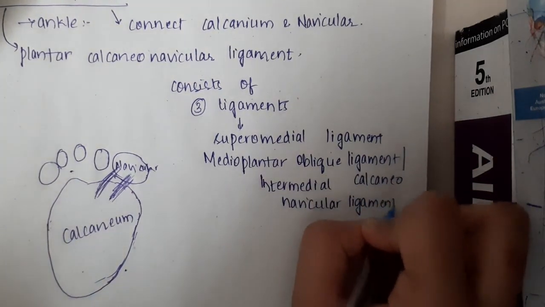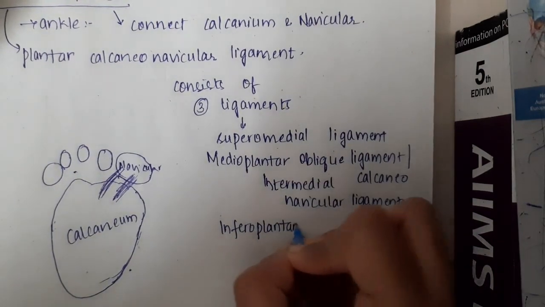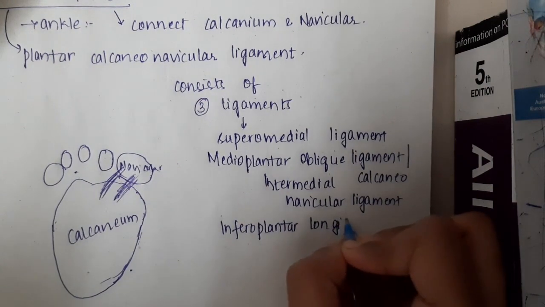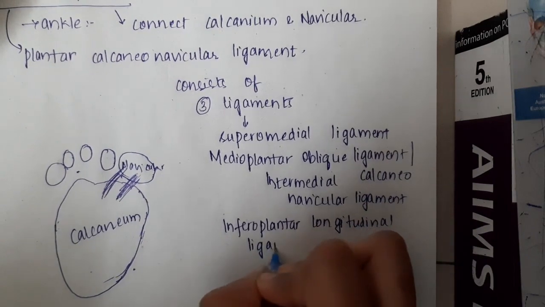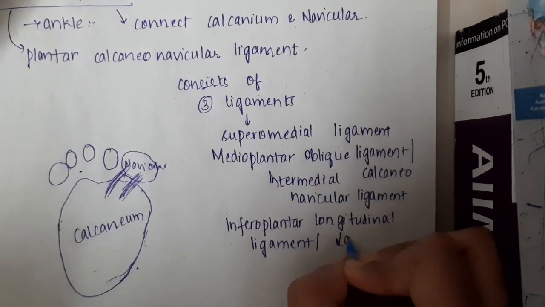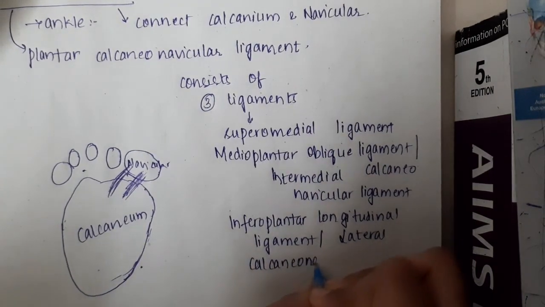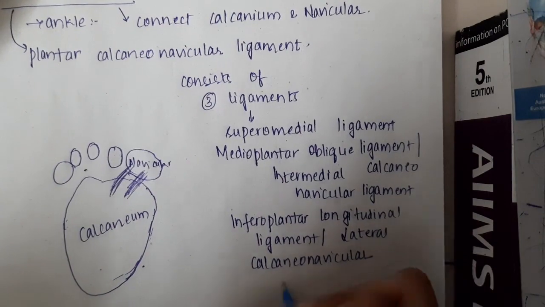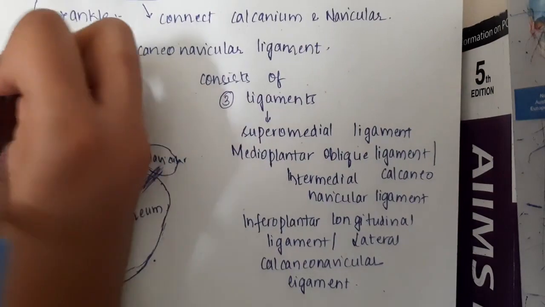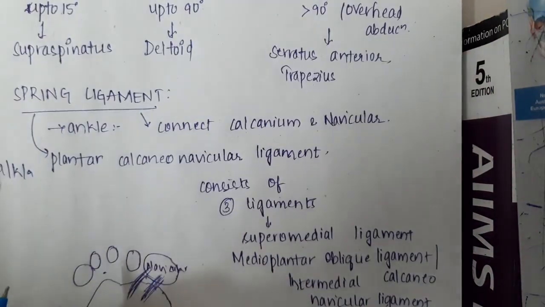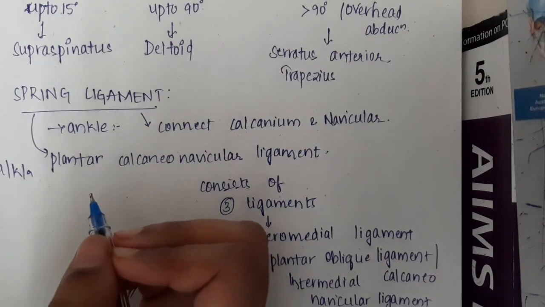The next ligament is the inferoplantar longitudinal ligament. This inferoplantar longitudinal ligament is also called the lateral calcaneonavicular ligament. So this spring ligament is also called the plantar calcaneonavicular ligament. This is the most powerful ligament of the elbow.